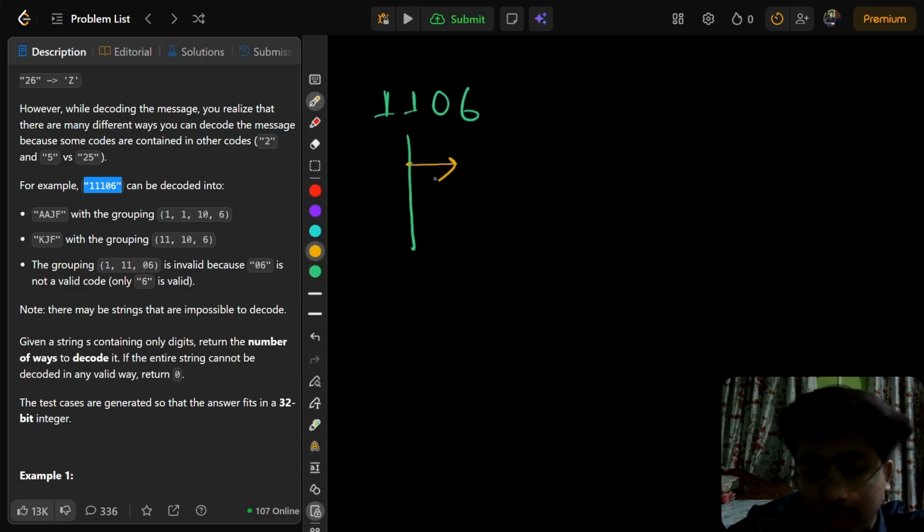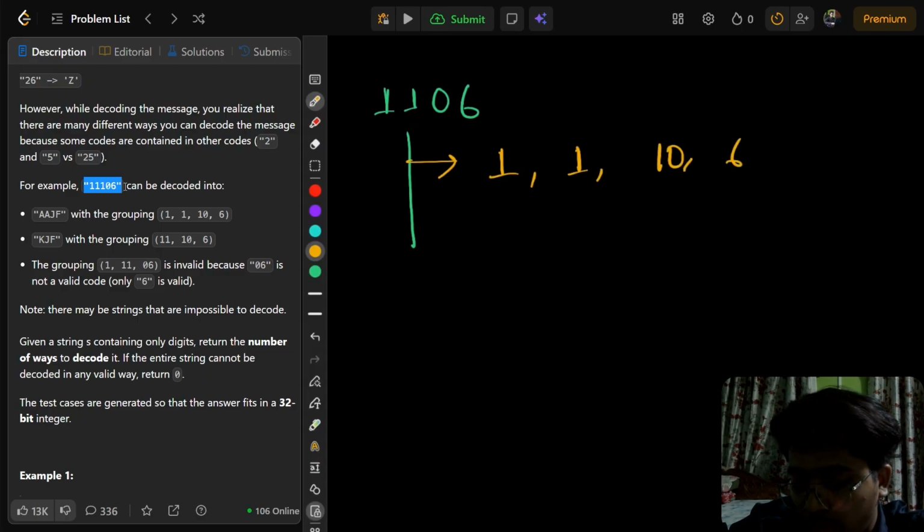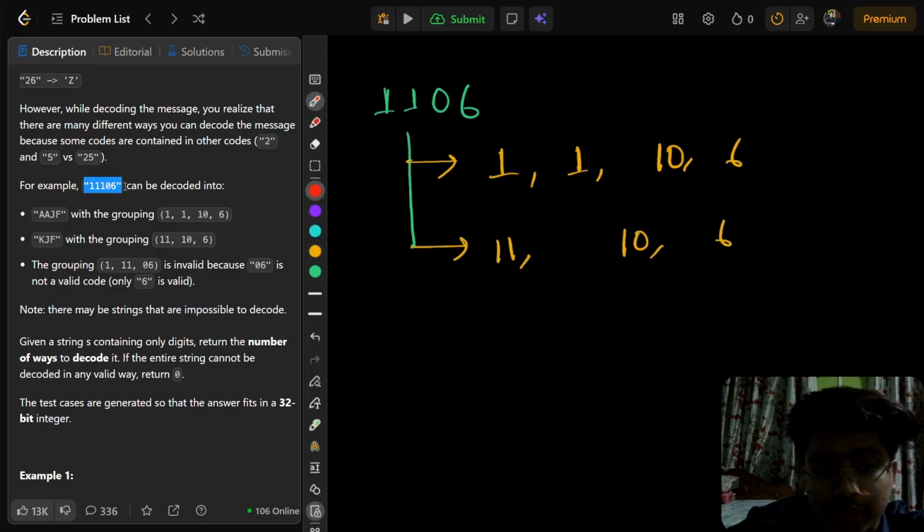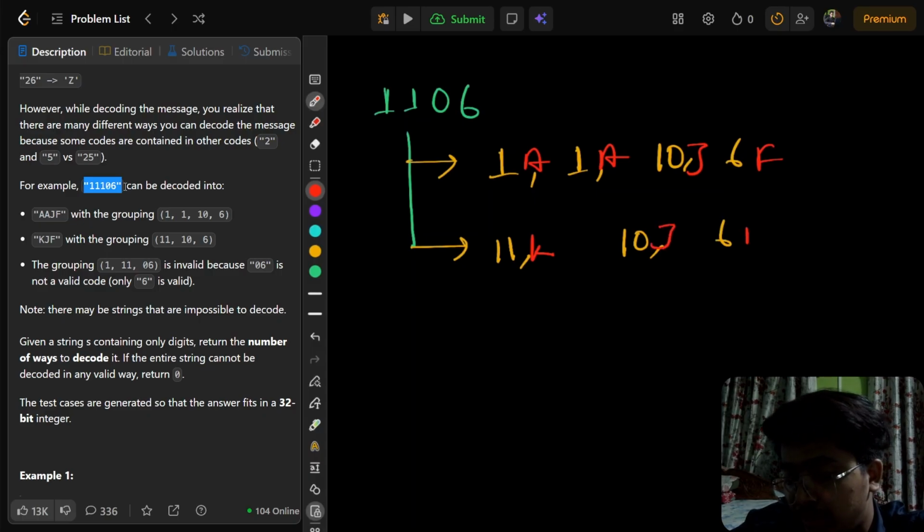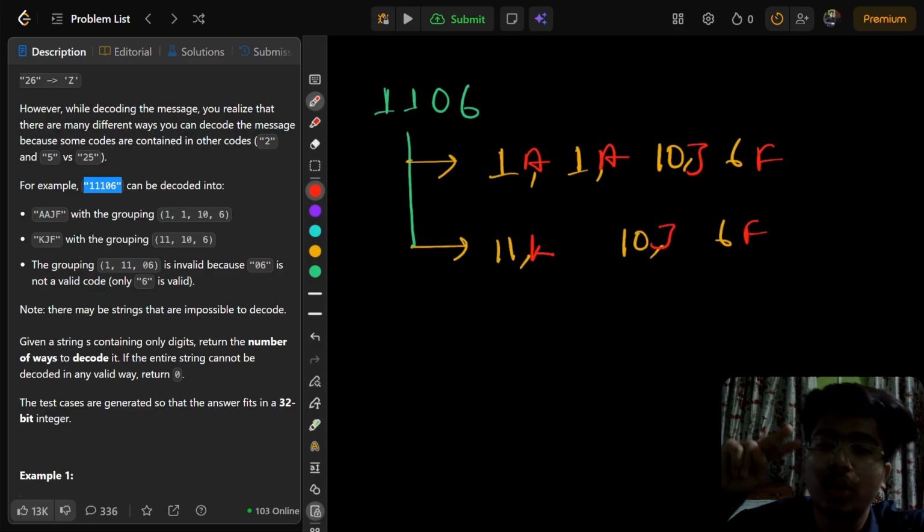The problem tells that we are decoding like this: 1 1 10 6. This is one way of decoding. Another way of decoding is 11 10 6. We have taken 2 here, so what does the decoding become? It becomes A J F for the first, and K J F for the second. So did you notice for 1106 we have two ways of decoding? This is how we are decoding here.